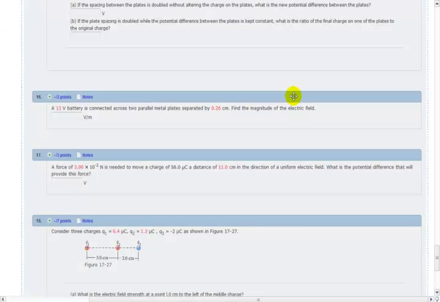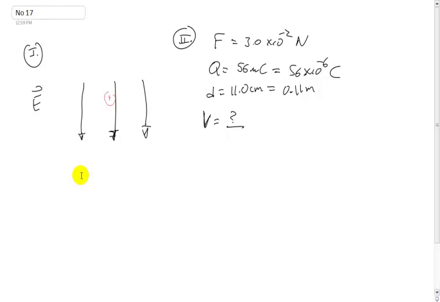The final thing I want to point out is it's moving in the direction of a uniform electric field. So if you're moving in the same direction as the field, you're going down that hill. So the potential difference will end up being a negative voltage because we're going down. Okay? So anyways, let's take a look in our toolbox.